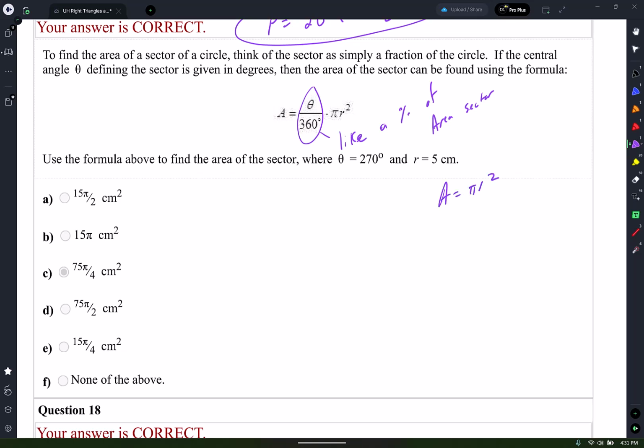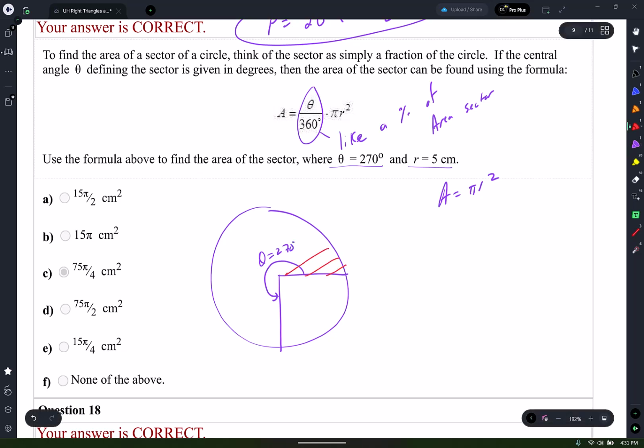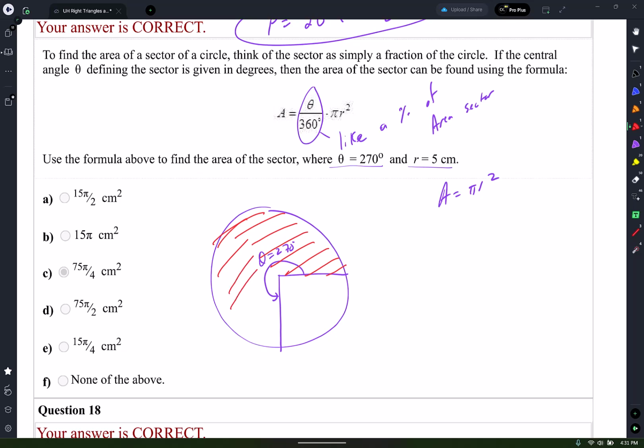So here we go. It says use the formula to find the area of the sector where theta is 270 and r equals 5. Okay, so here's what I'm finding. You can already see what's happening here. This is 270 degrees, so you're finding the area of this sector. What percentage is that of the circle?